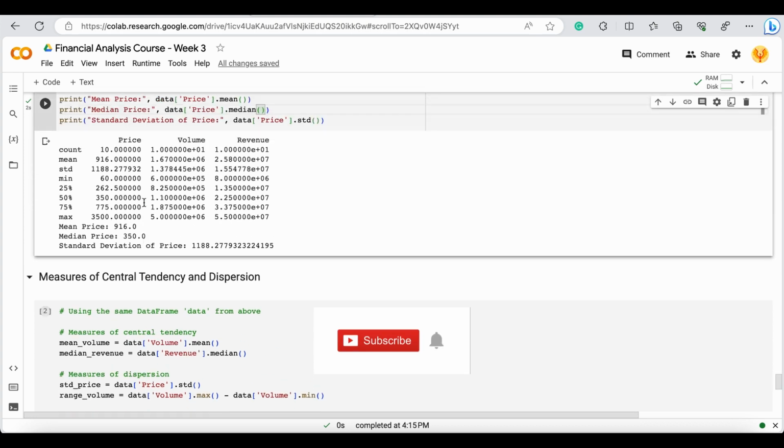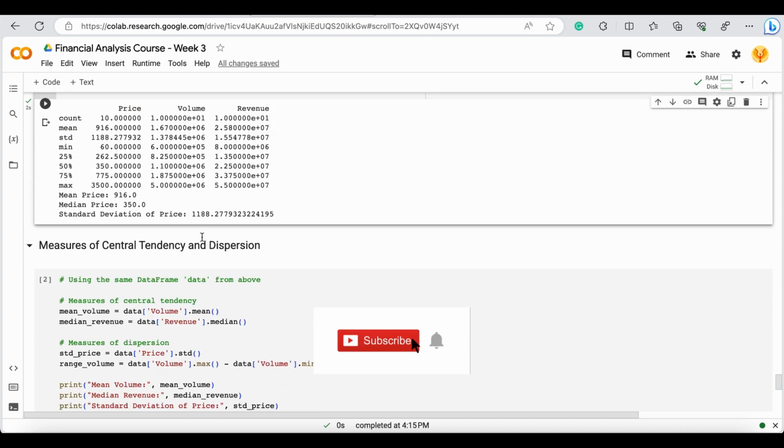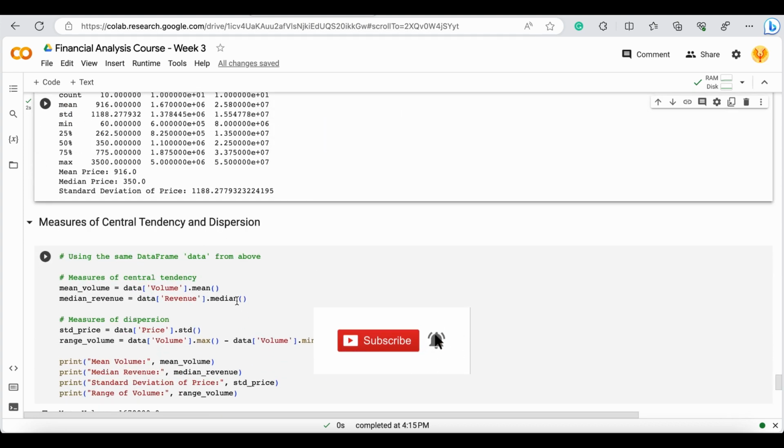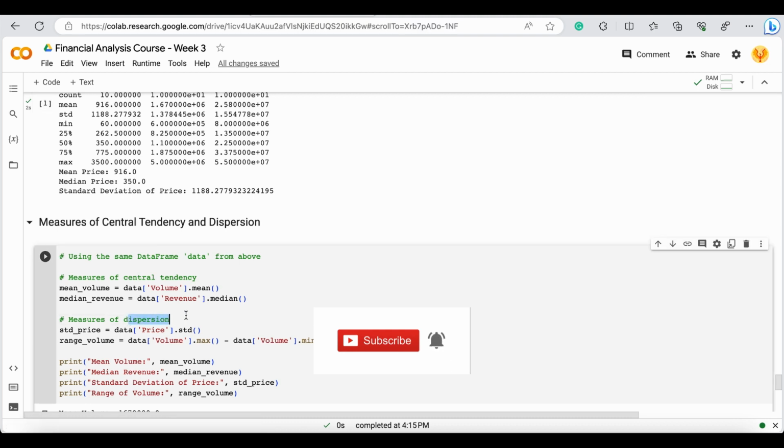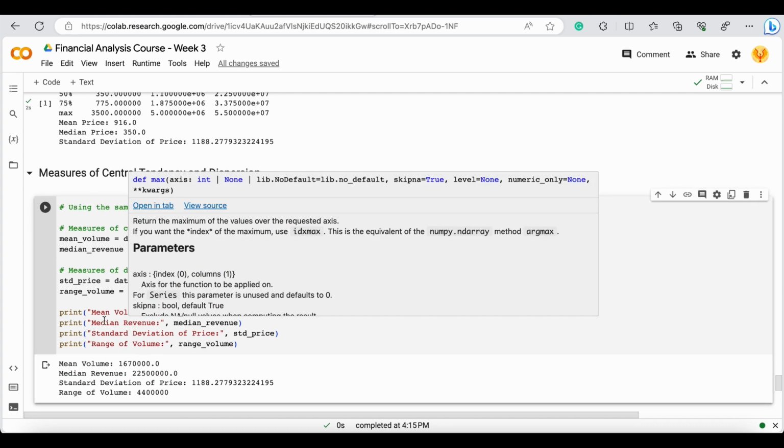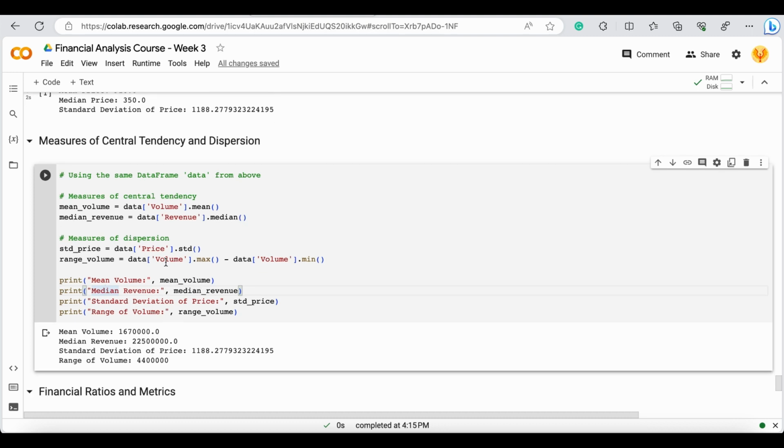Here, on the volume column, I calculate the mean and median, and for the measures of dispersion, I calculate the standard deviation along with the range. Range is the maximum minus the minimum. In that way, I got to know the volume range is 4,40,000, and around your mean and median the standard deviation is here.